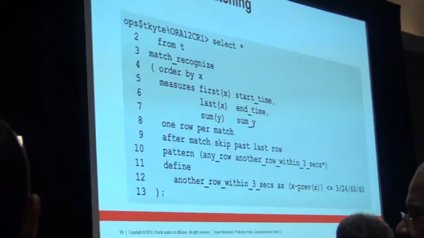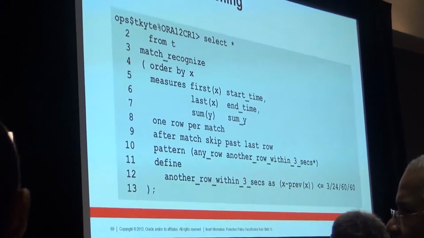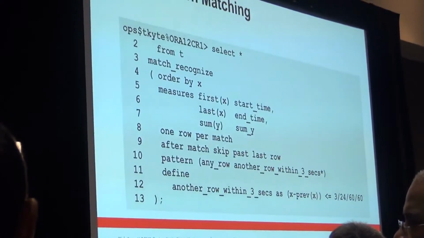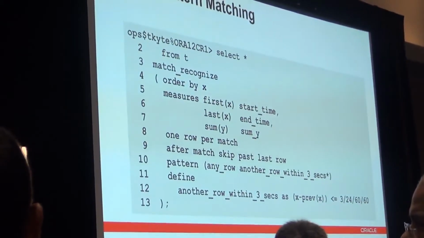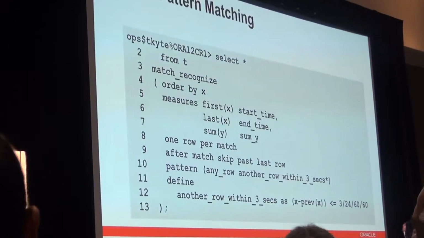The first 3 rows are all grouped together. On the first 3 rows, they're all part of this pattern. Then comes the fourth row. The fourth row is greater than 3 seconds away from the third row. The pattern's been matched. I found the first 3 records, they're all within 3 seconds. The fourth record is more than 3 seconds away. So now I need to figure out what to do.